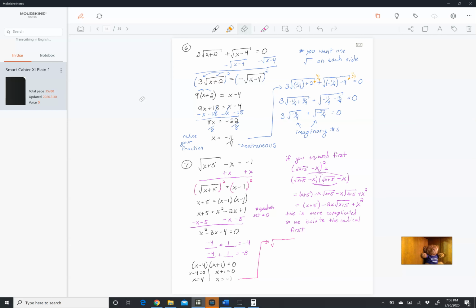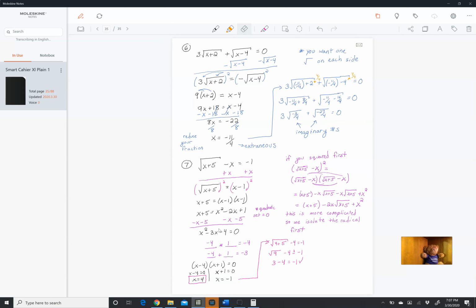Square root of 4 plus 5. I'm gonna make this a little shorter so that we have more room, because we are a little tight on room here. Square root of 4 plus 5 minus 4 is equal to negative 1. This is the square root of 9 minus 4 is equal to negative 1. 3 minus 4 equals negative 1. X equals 4 is a solution, so I'm going to box it. X equals 4 is a solution.